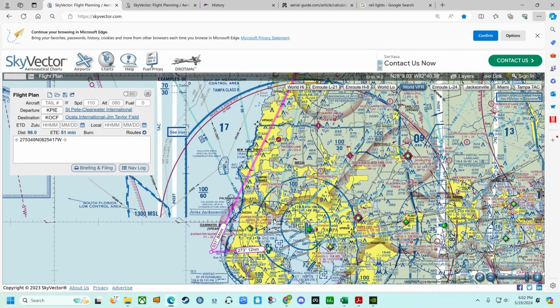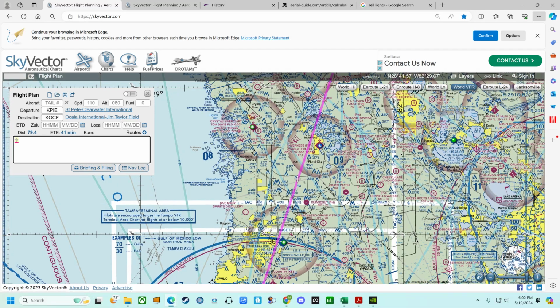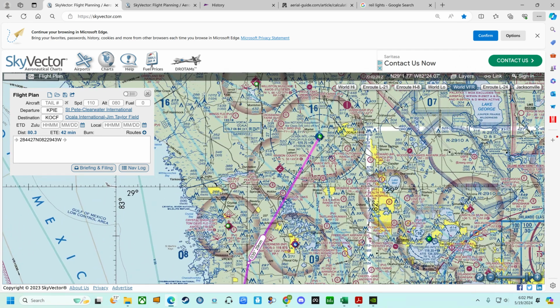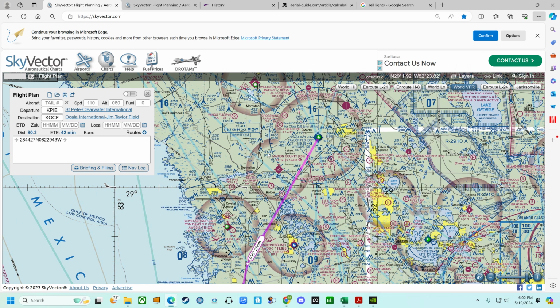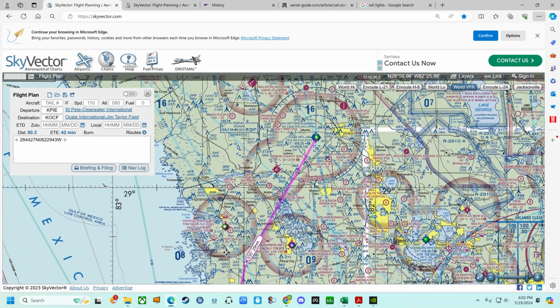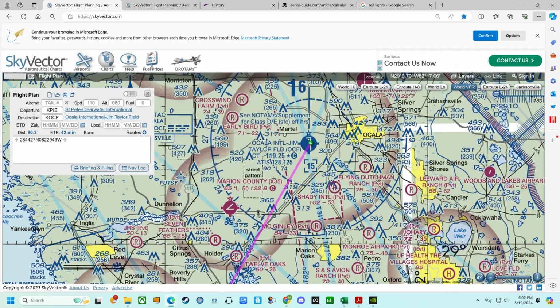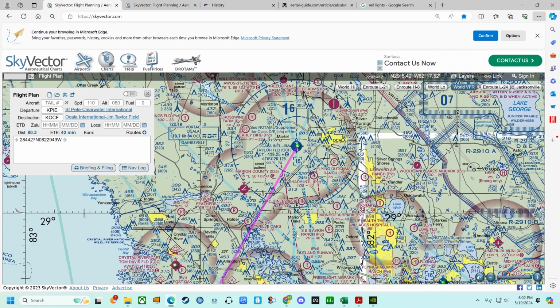So the airway is kind of like a highway in the sky. If I wanted to fly that, I can fly the Victor 441 airway this way and use that to navigate. And then as I get a little closer, maybe I switch over to the Ocala VOR or VORTAC, and I can use the Ocala VORTAC to continue to fly into Ocala field.